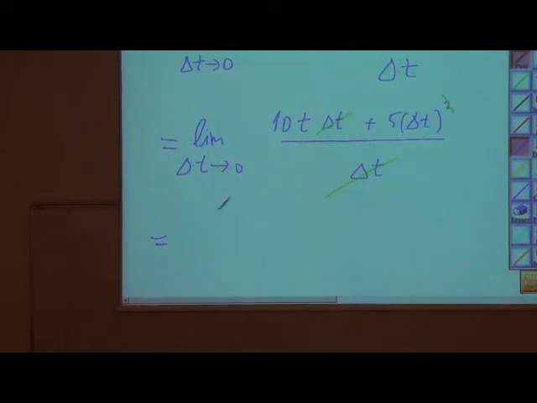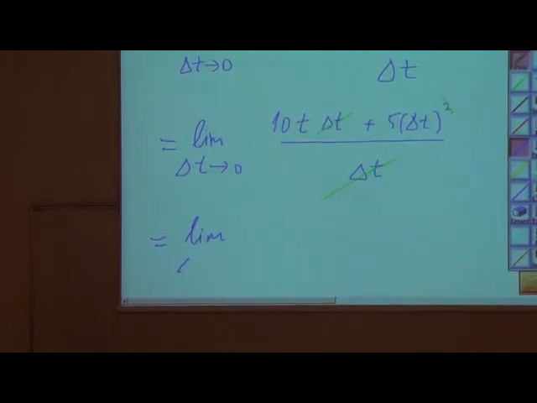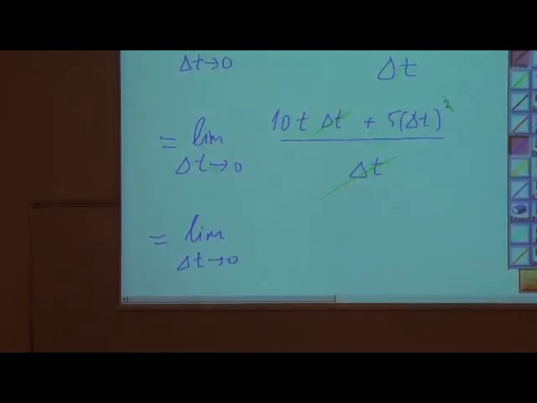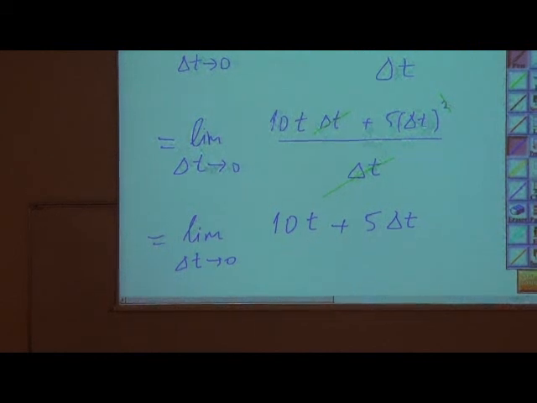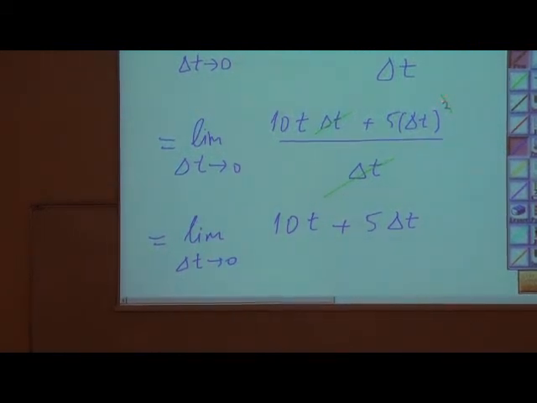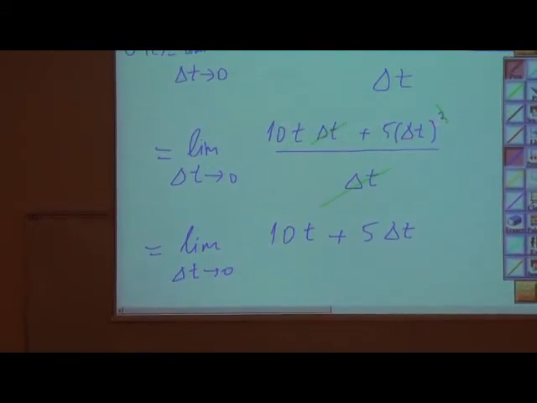This becomes... I had a delta t squared here, and one of the delta t's cancels.